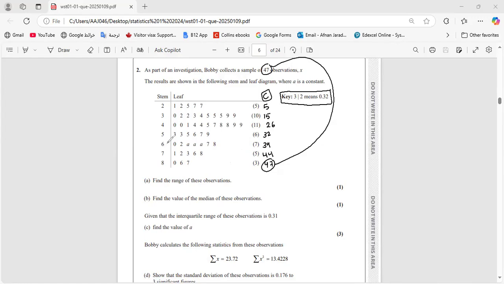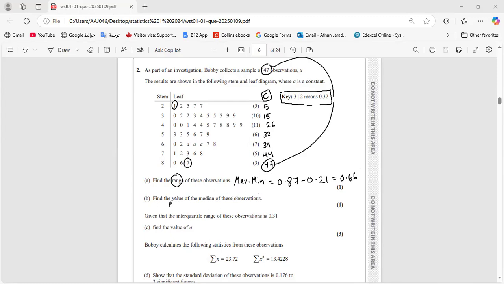How can I read the stem and leaf? By using this key. So 3/2 means 0.32. So this one is 0.21, 0.22, 0.25, 0.27, 0.27, 0.30, 0.32, and so on. To find the range, it equals the maximum minus the minimum point. Here the maximum is this one and the minimum is this one. How can I read it? It's 0.87 minus 0.21, which equals 0.66.